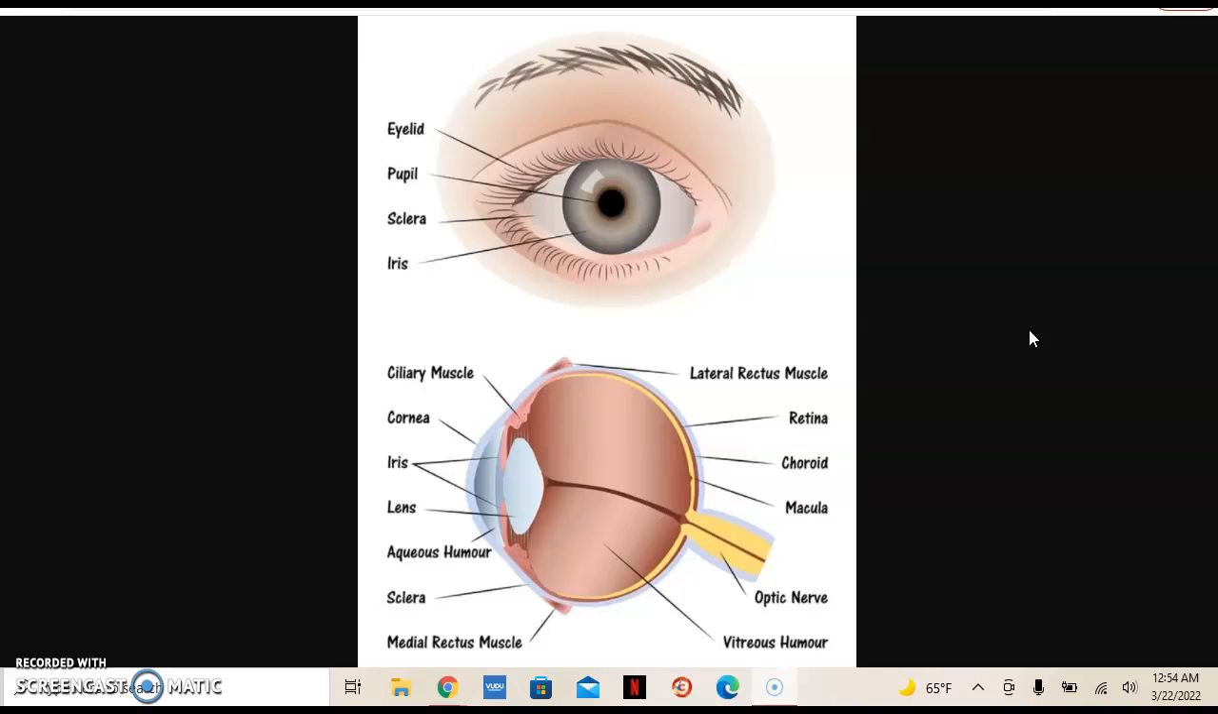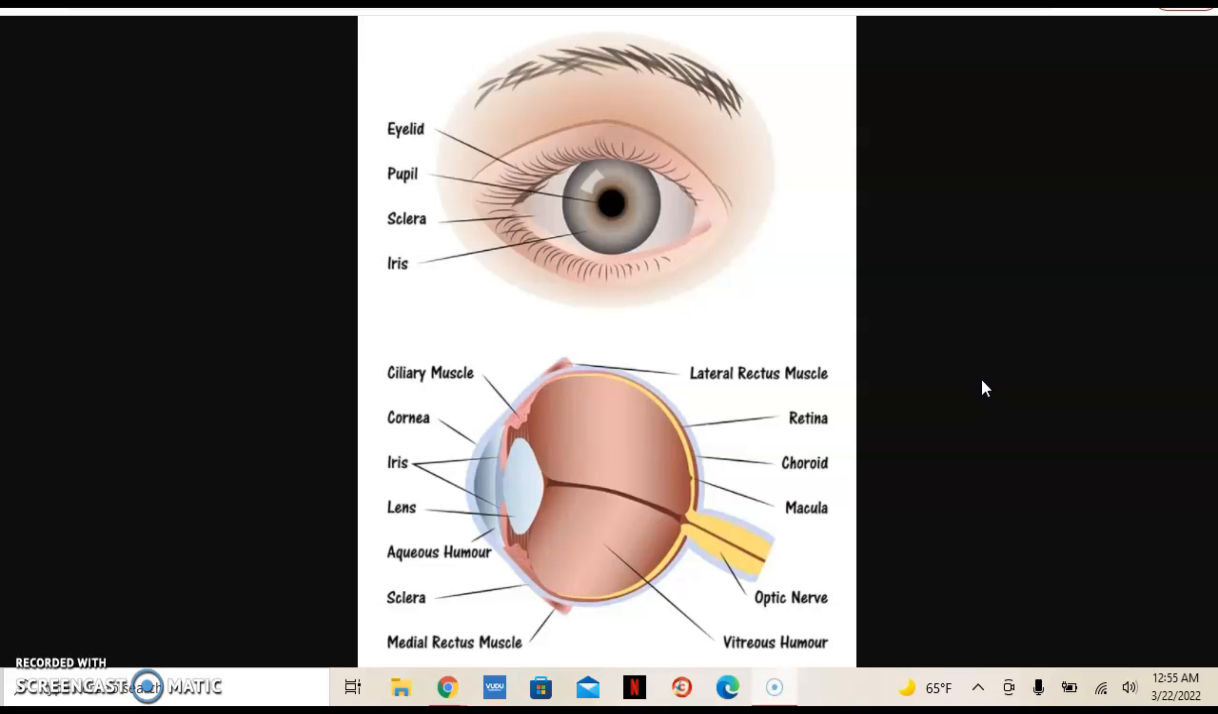The three most common diseases of the eye that I chose to review are glaucoma, macular degeneration, and cataracts. Glaucoma is when the optic nerve is damaged, and this is the optic nerve right here. When the optic nerve is damaged, a person can experience blind spots in their vision. Nerve damage is caused by too much pressure in the eye.